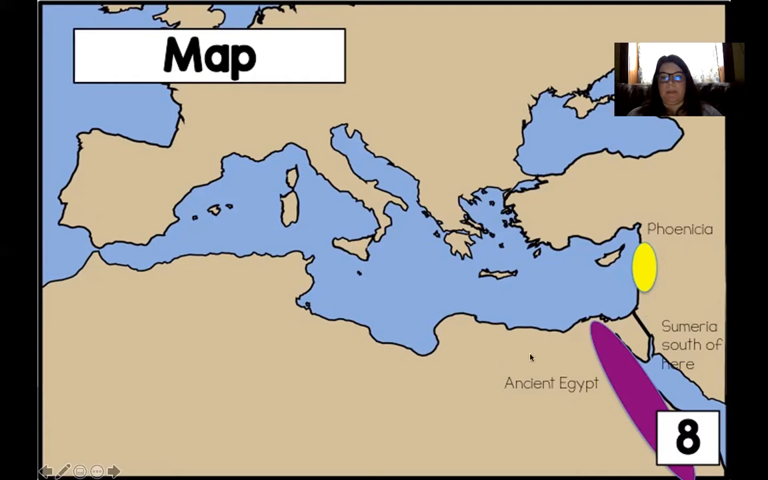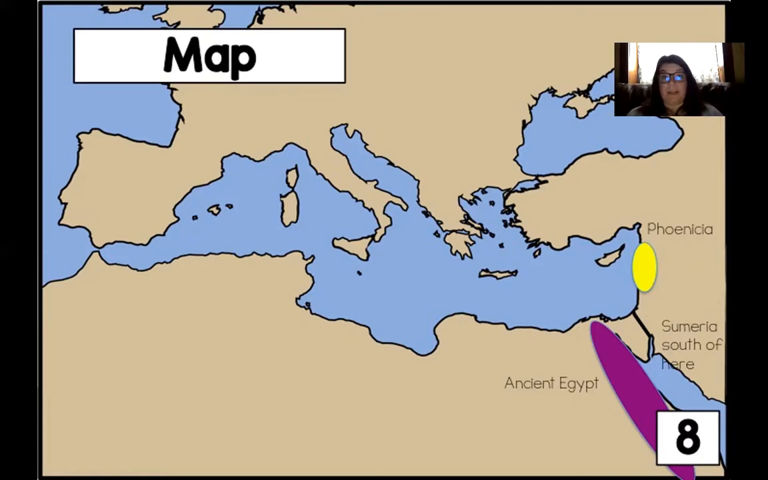So this is a picture of the top of Africa here, you can see. And up here in the corner, ancient Egypt. And there's this little strip here. This is where Sumeria is. And then right here, this yellow dot is Phoenicia, where the Phoenicians lived.